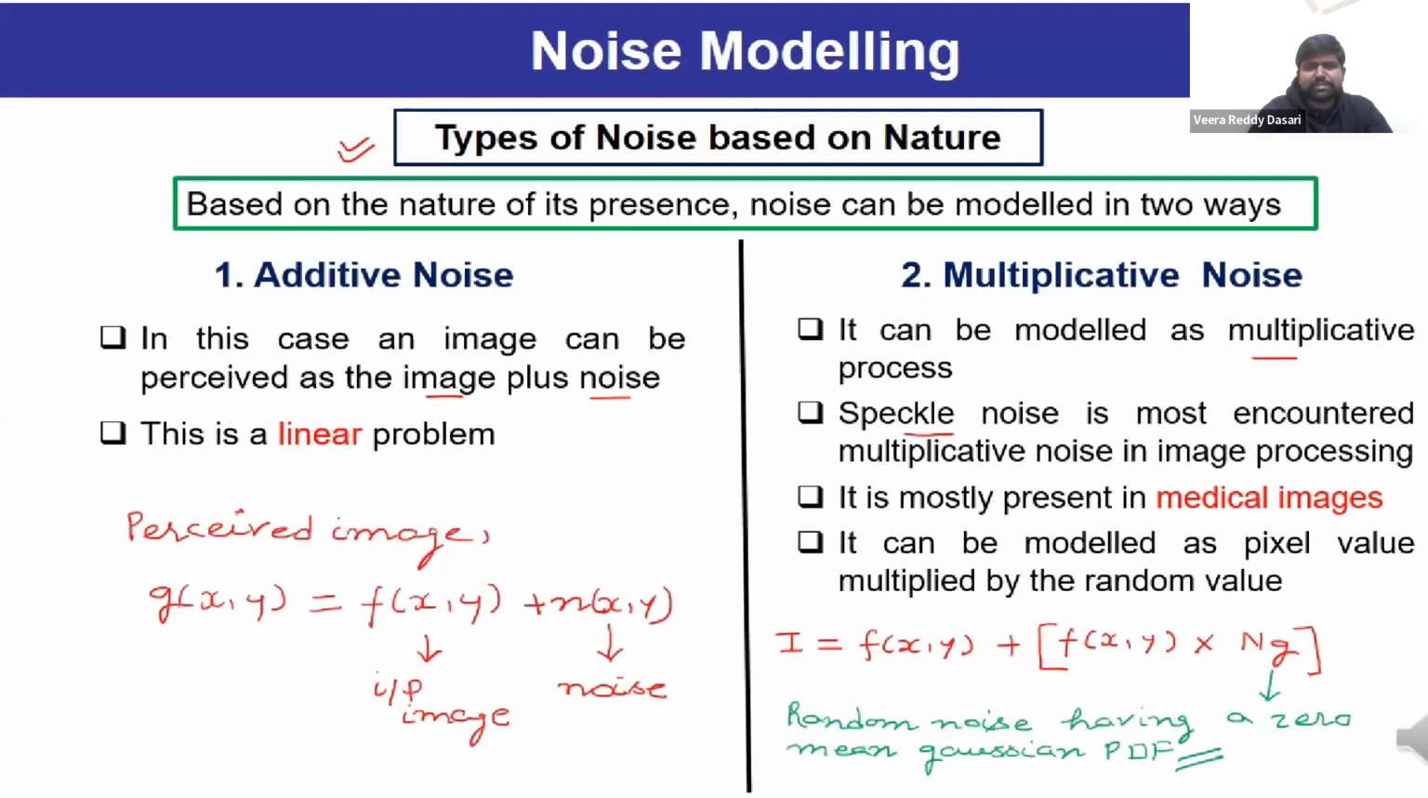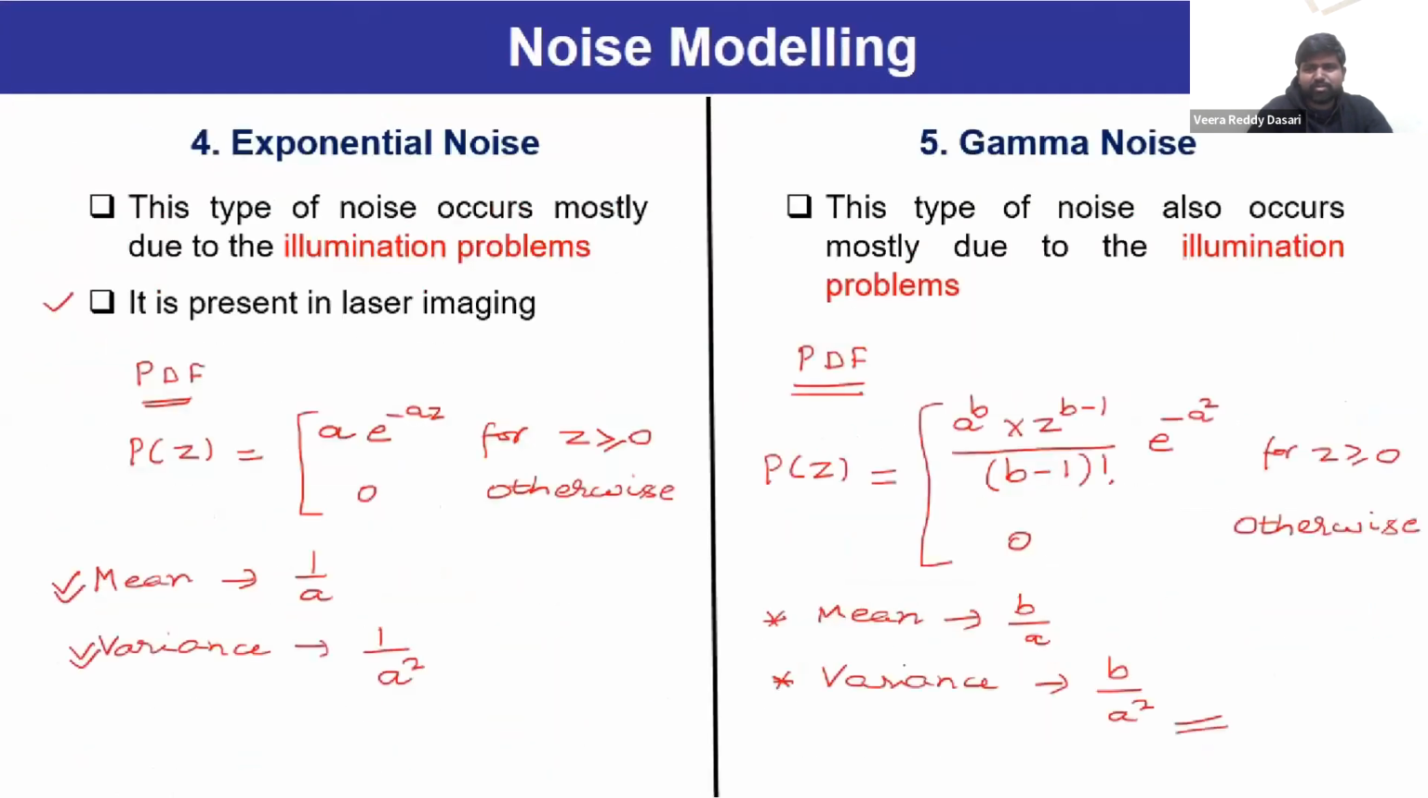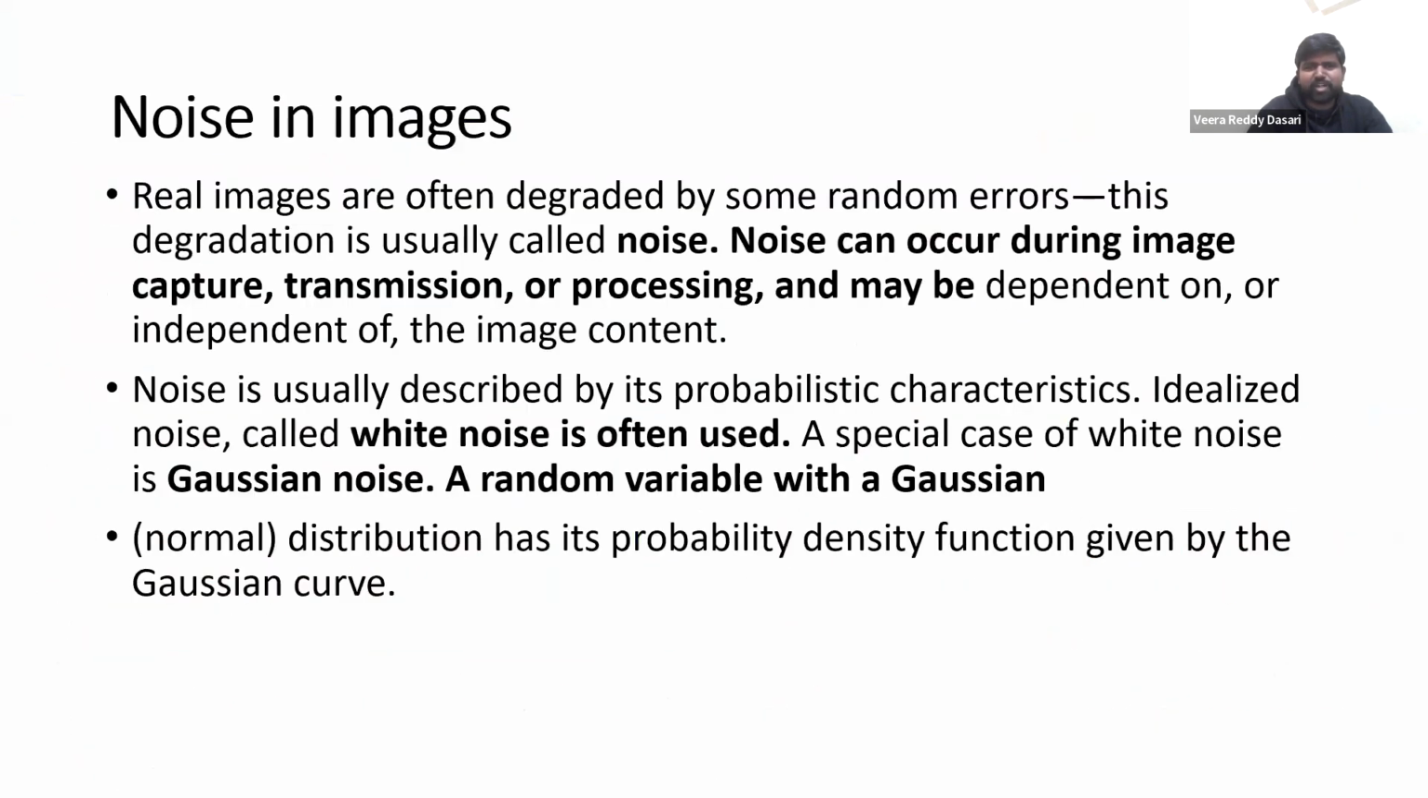One of the important points is noise. What is noise, what is noise-based modeling, and what is noise in images?